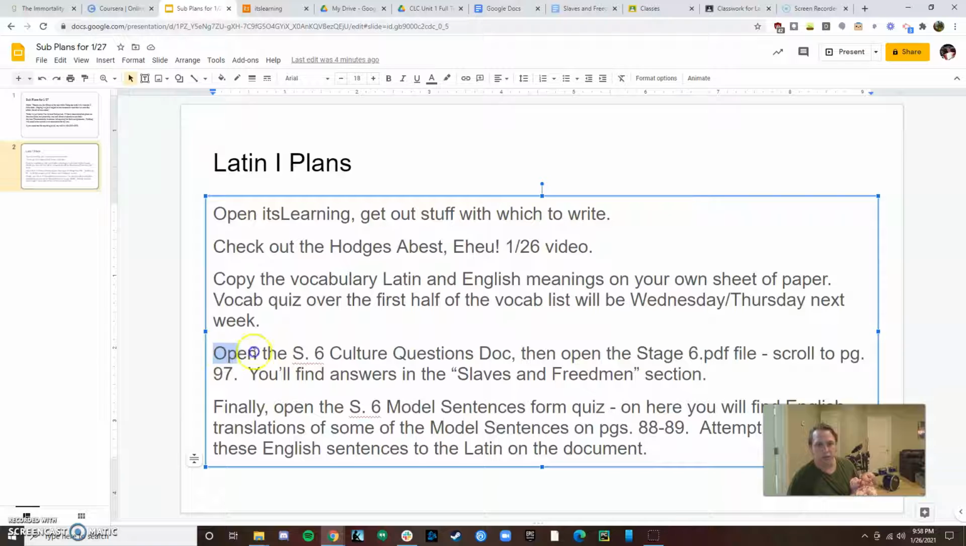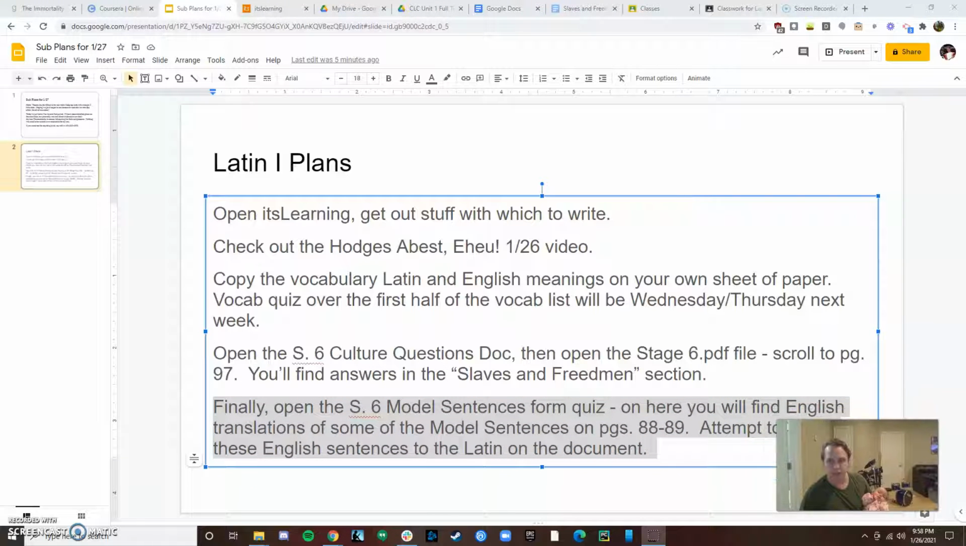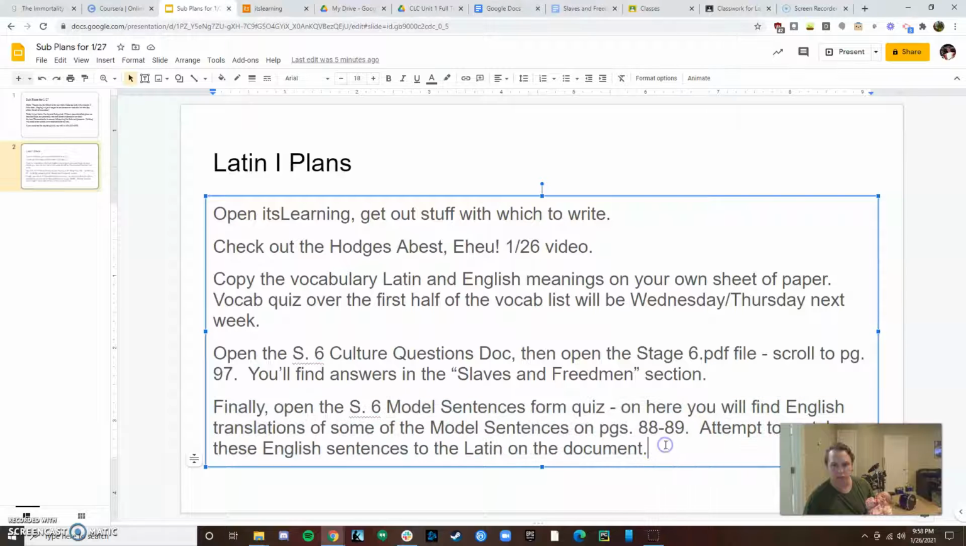The next thing you're going to be doing is culture questions, and I got a document on Google Classroom for you to fill out. Open the Stage 6 PDF file, go to page 97, and answer those questions according to the slaves and freedmen section. Lastly, I have a little worksheet where I took the model sentences from the beginning of the packet, and I basically gave you 6 of the answers. See if you can figure out where they go, what they match to, and see if you can use that knowledge to figure out the other ones as well.